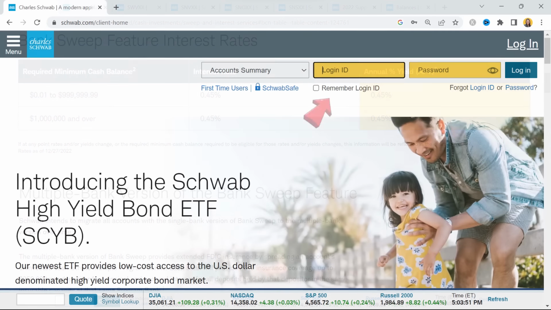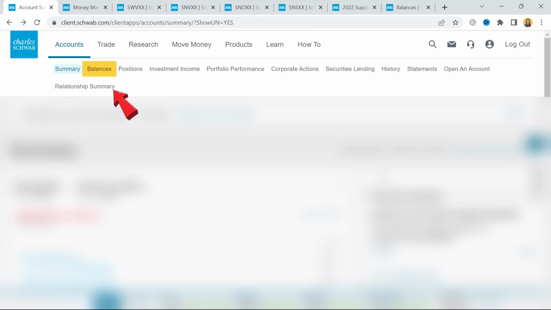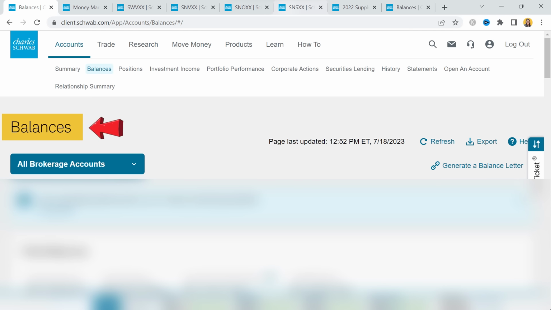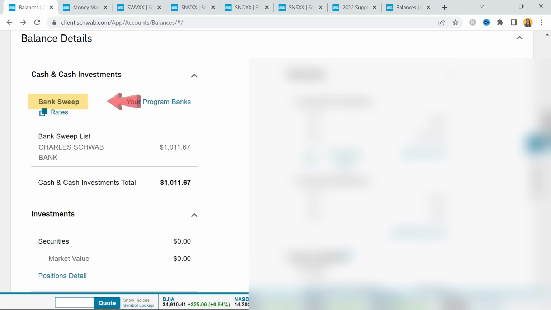Here's how to check. After I log into my Schwab account, I'm going to select balances from this menu up here. And I'll be taken to this screen showing my balances for all the accounts that I have with Schwab. Let's scroll down. This is what I'm looking for. Bank sweep and a significant amount here that is positive.